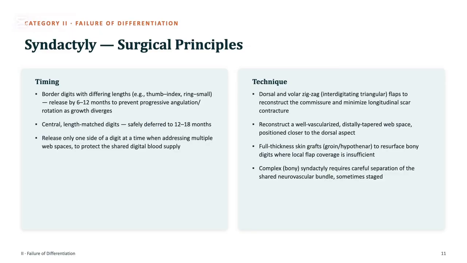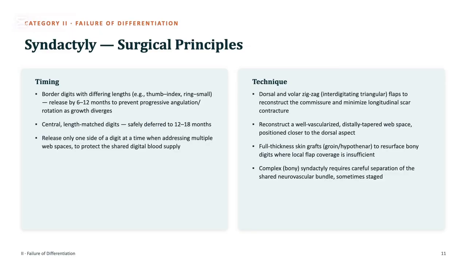So we may operate upon by 6 to 12 months to prevent angulation. Otherwise, for the other fingers like the middle, index and ring fingers, like second or third rays, it may be done at 6 months or later on, at 12 to 18 months.